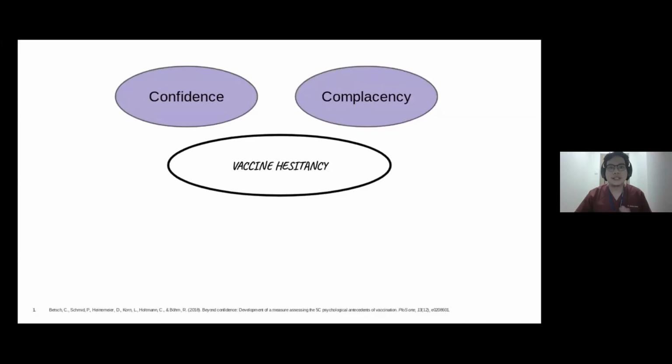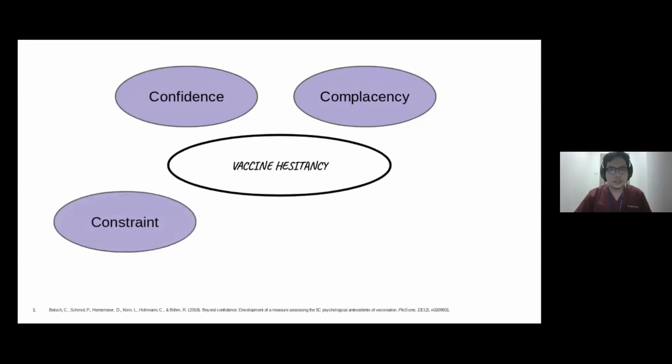The next C is complacency. It is a perceived invulnerability towards vaccine-preventable disease. They feel that vaccine-preventable disease is not dangerous and vaccination is not necessary. Next is constraint, which is the availability, accessibility, affordability, and other barriers towards vaccination services. Next is calculation, which is the individual's engagement in searching for information.